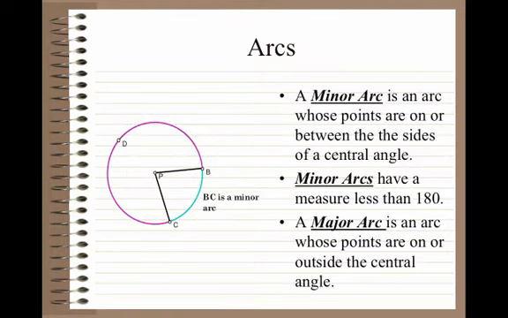Okay. There are 2 kinds of arcs that we'll be dealing with. The first is a minor arc. A minor arc is one whose points are between the sides of a central angle. In other words, all the points of arc BC are in the interior of the central angle P. Their measure is always less than 180. Major arcs are in the exterior of angle P, and we sometimes name them with 3 letters. So this might be named arc BDC, whereas the minor arc would just be arc BC.